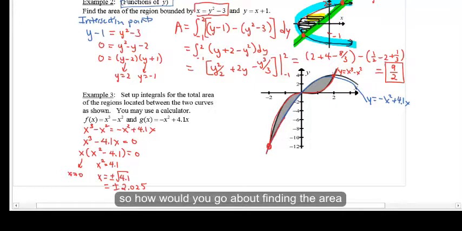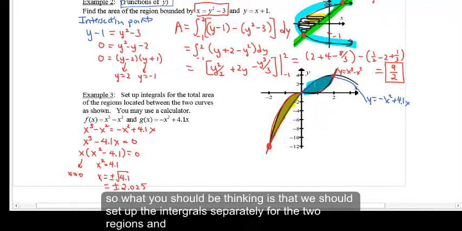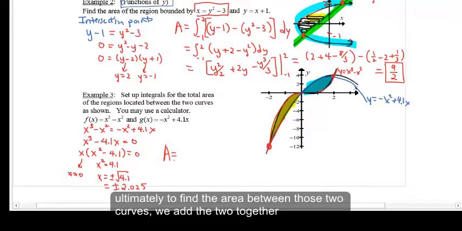Okay. So now, how would you go about finding the area? Well, notice you have actually the area between the two curves. There are actually two different regions. So what you should be thinking is, let's set up the integral separately for the two regions. And then ultimately, to find the area between those curves, you'd add those two together.